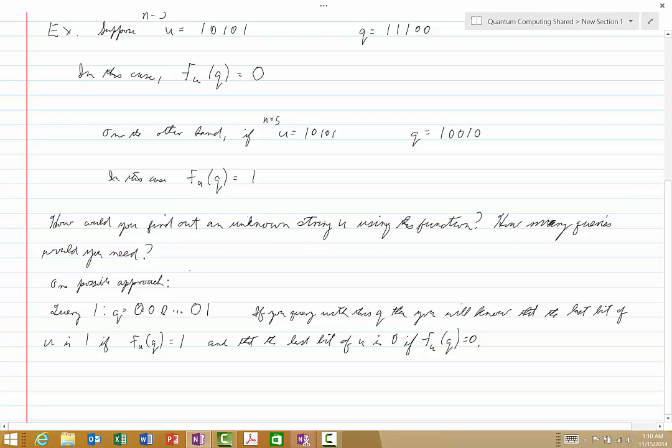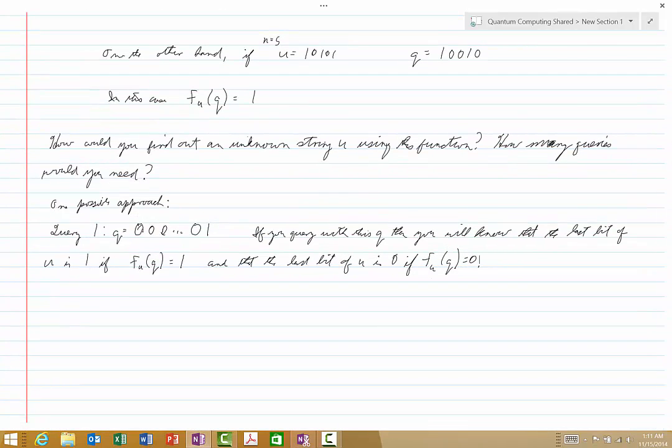If u has a 0 in that last position, then u and q don't have any positions in which they both have 1. So in that case, f sub u would be 0. But on the other hand, if u has a 1 in that last position, then u and q would have a 1 in exactly one position in common, and therefore f sub u would be equal to 1 in that case. So by using this query string as our first one, we can find out whether u has a 1 or a 0 in that last position.